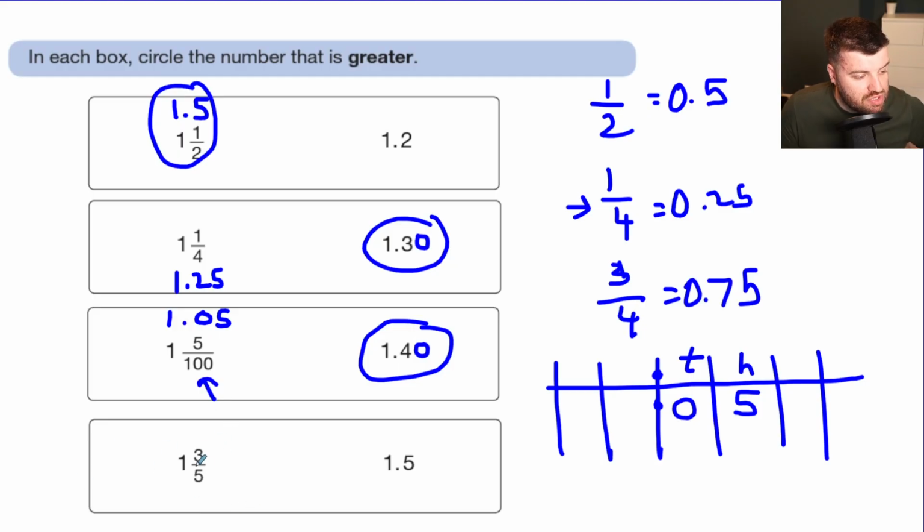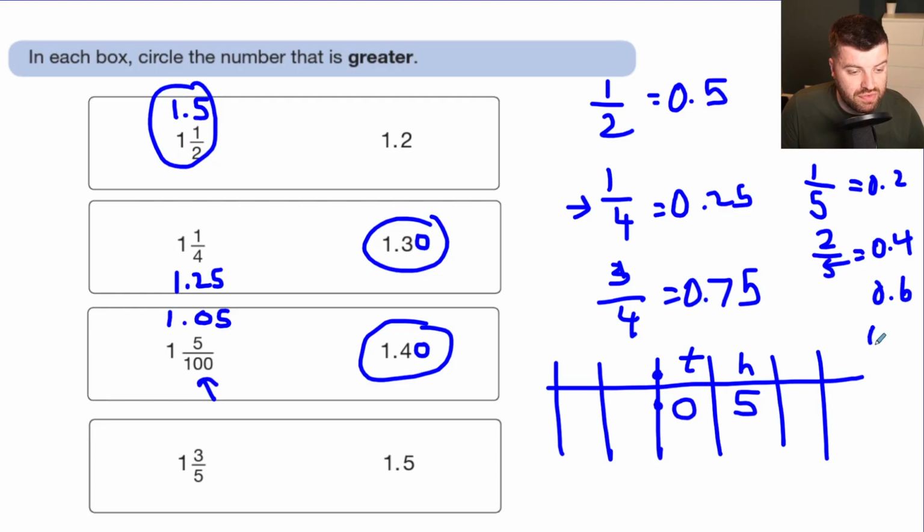And finally, down the bottom, 1 and 3/5. Now, there is a bit of bonus content, guys, that if you can remember, it'd be really useful. And that's the fifths as decimals. Now, 1/5 is 0.2. 2/5 is 0.4, and it just keeps going up in 0.2s. 3/5 would be 0.6, 4/5 would be 0.8, 5/5 is obviously 1 whole.